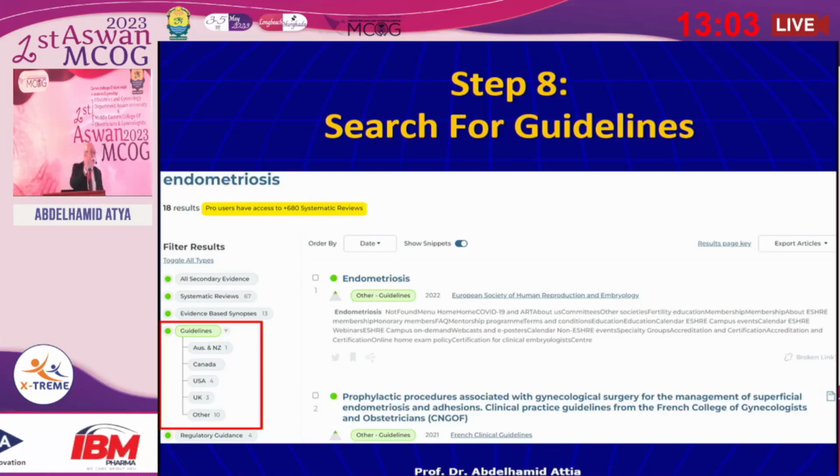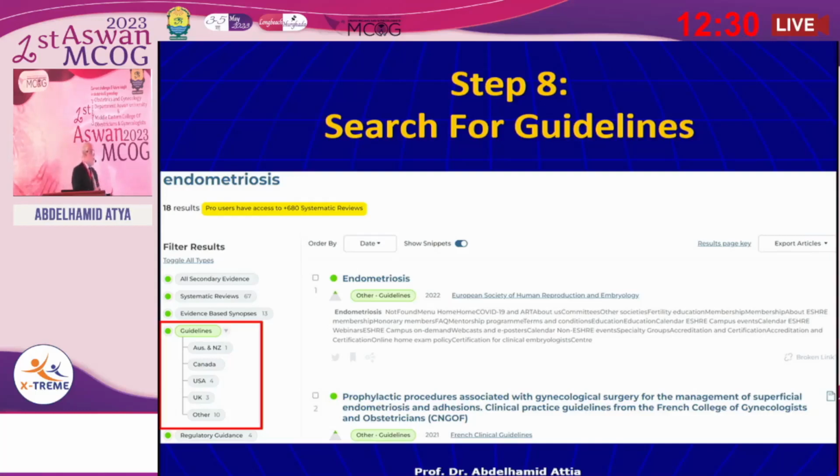And if you click on any title, it will take you to the guideline itself. You can download it in PDF format and start reading and working with it. Here you can see endometriosis, guideline 2022, ESHRE, or European Society of Human Reproduction. Another one, prophylactic procedure associated with gynecological surgery for the management of superficial endometriosis and adhesions. These are clinical practice guidelines from the French College of Gynecologists and Obstetricians.